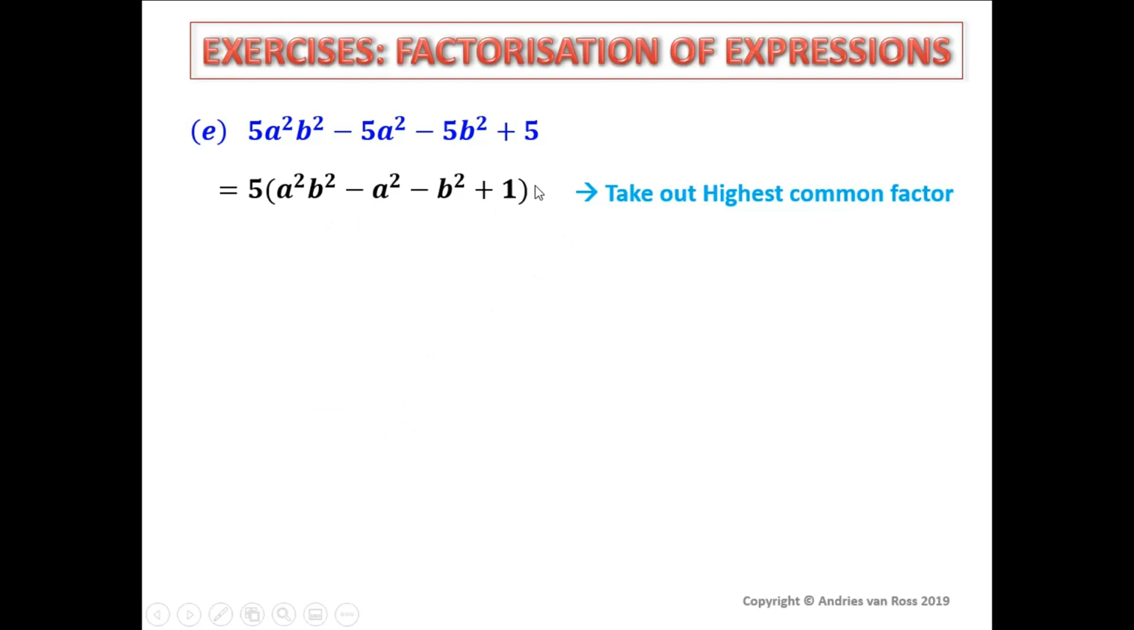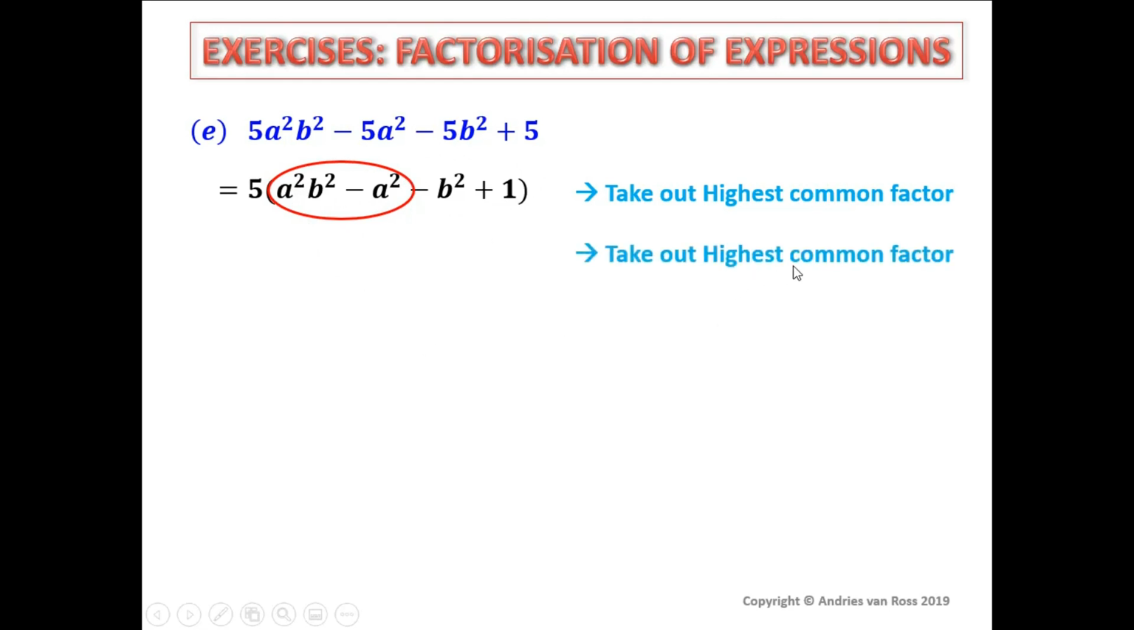Now, when we look at what we have in here, we have solved our highest common factor. Now we see if we can find a difference of two squares. We can't see that immediately. But when we group the first two terms, the a squared b squared minus a squared, we see we can take out another common factor there, which is a squared. So let's do that. Let's leave the next part just as it is.